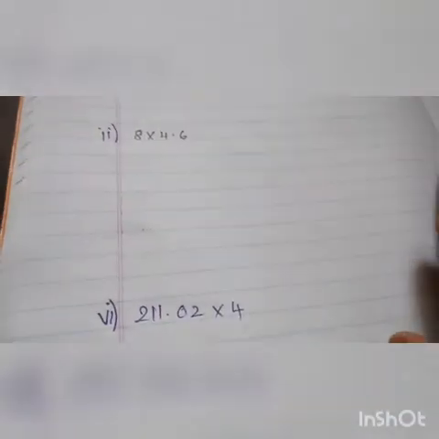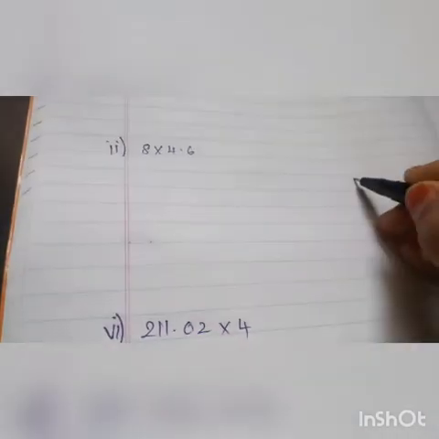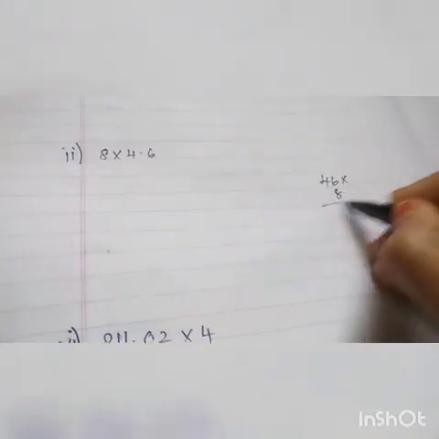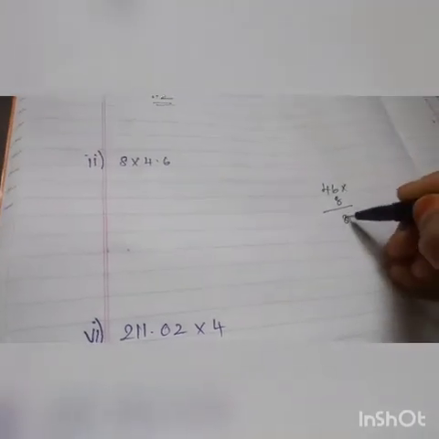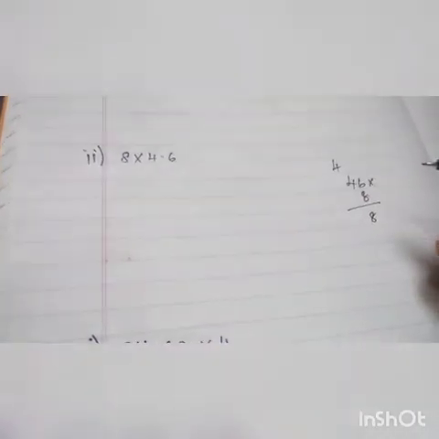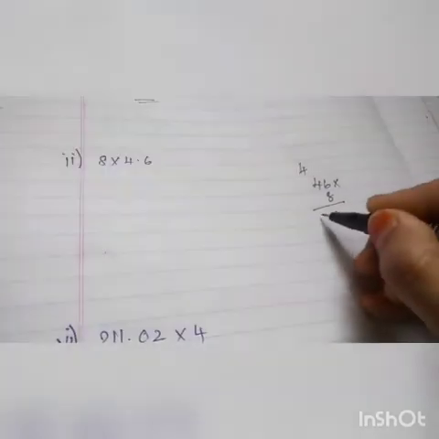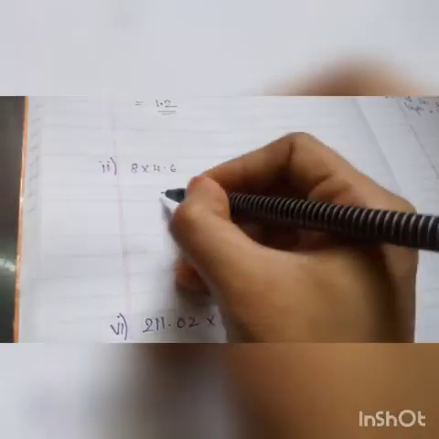Next, second question. 8 into 4.6. So what do you do? 46 into 8. You can multiply 46 into 8. 8 6s are 48. 8 4s are 32. 32 plus 4, 36. So what is your answer?